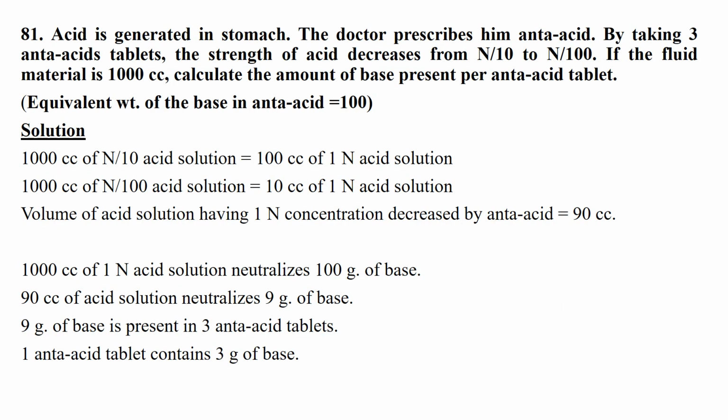Next question: acid is generated in the stomach. Then the doctor prescribes him an antacid. Antacid contains a base. By taking 3 antacid tablets, the strength of acid decreases from N/10 to N/100. If the fluid volume is 1000 cc, meaning 1 liter, then we have to calculate the amount of base present per antacid tablet. The equivalent weight of the base present in the antacid is 100.